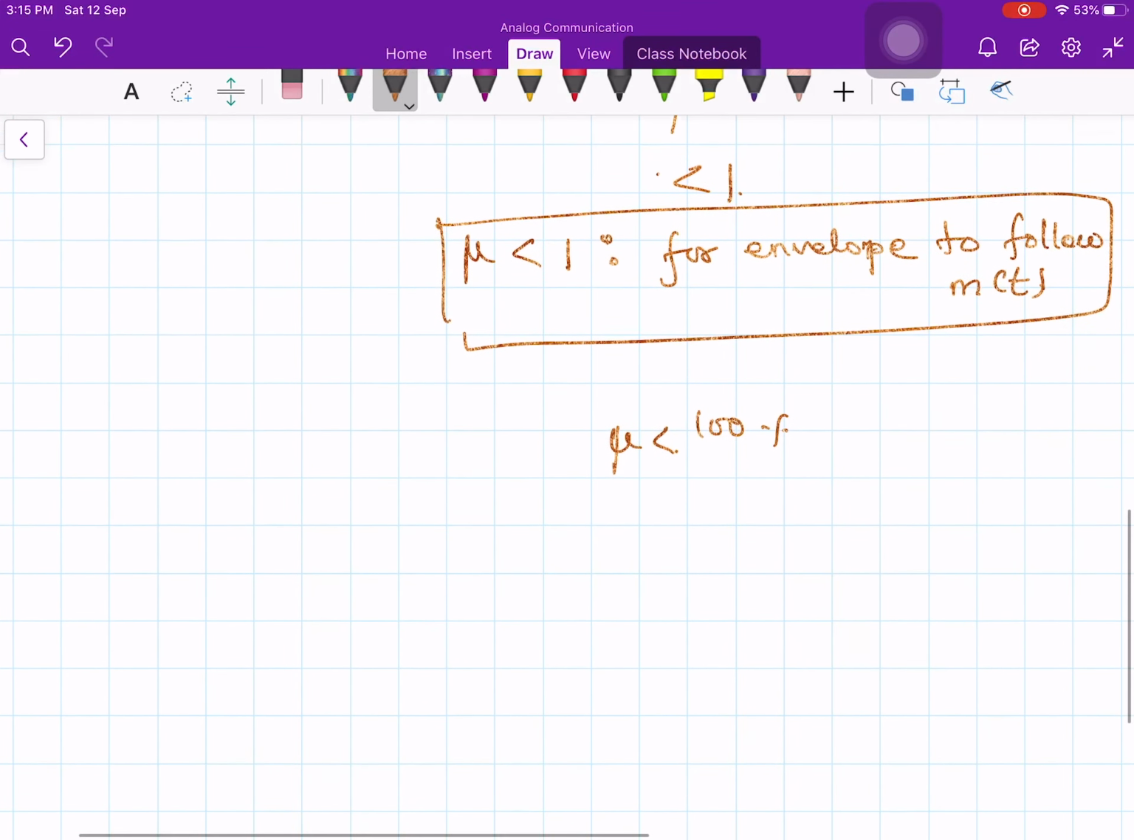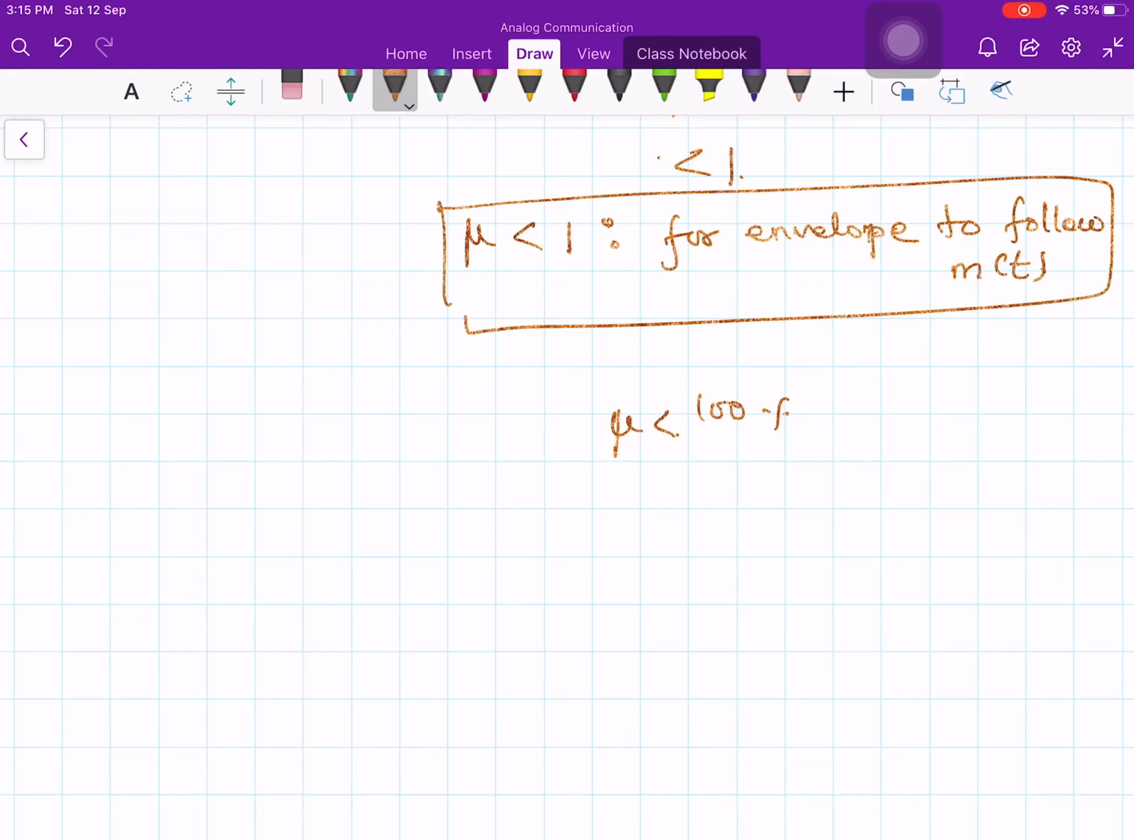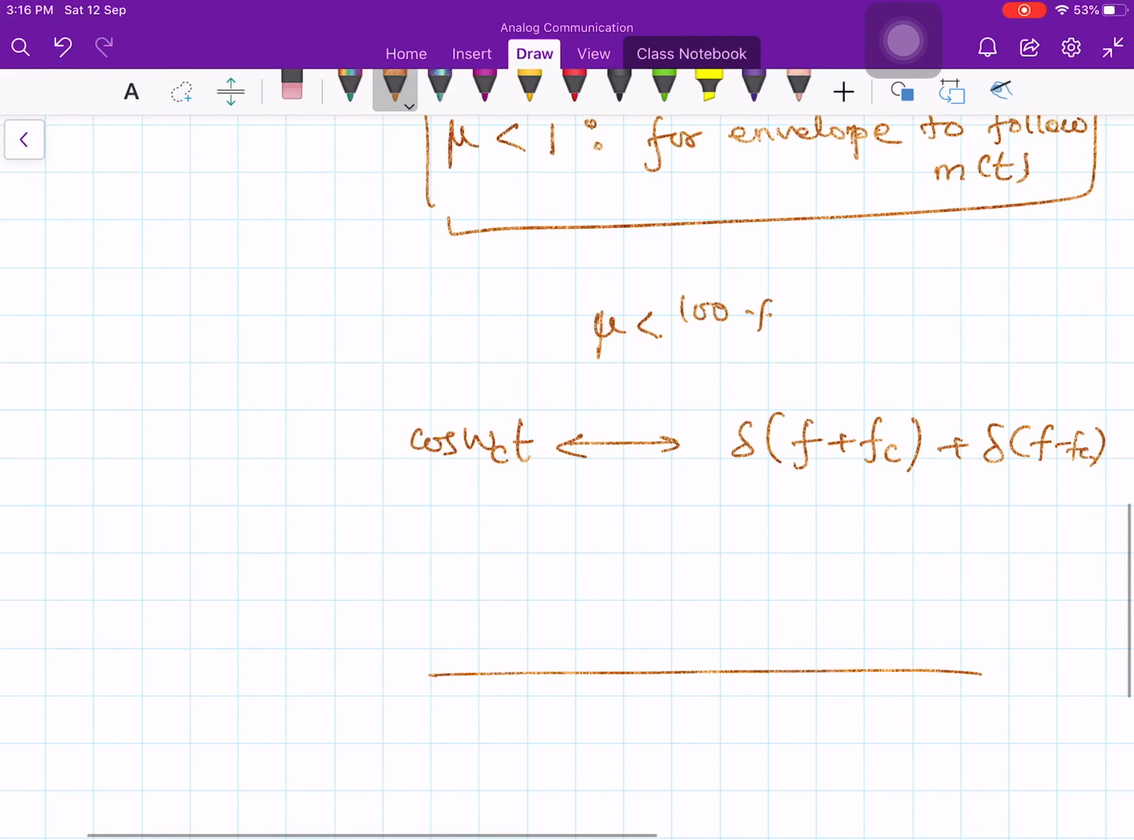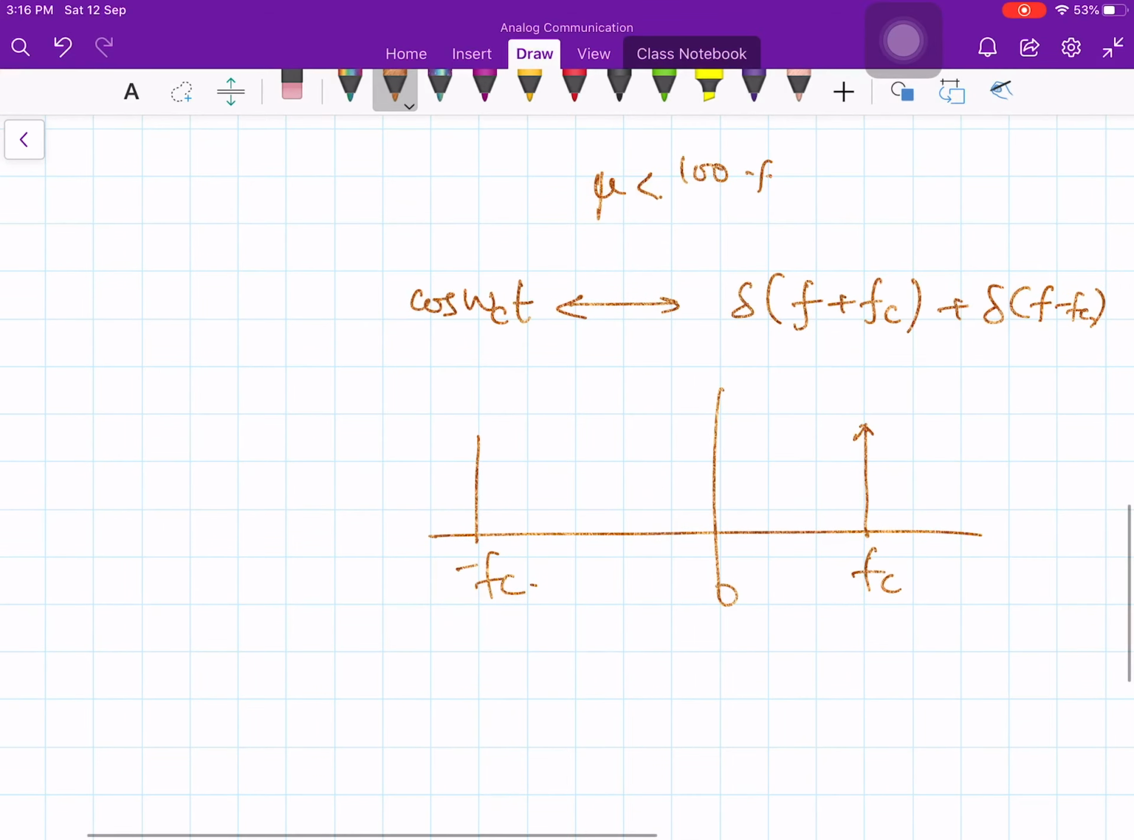Now the spectrum is as follows. You have cos omega_c t, you take the Fourier transform. Let me for the time being forget about the magnitude. It has two frequency components, delta of f plus f_c plus delta of f minus f_c. One is sitting at f_c and another is sitting at minus f_c. Similarly the message signal has impulses at f_m and minus f_m. This is your message spectrum M of f.